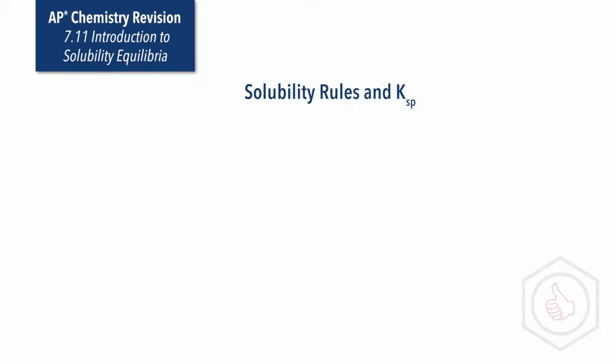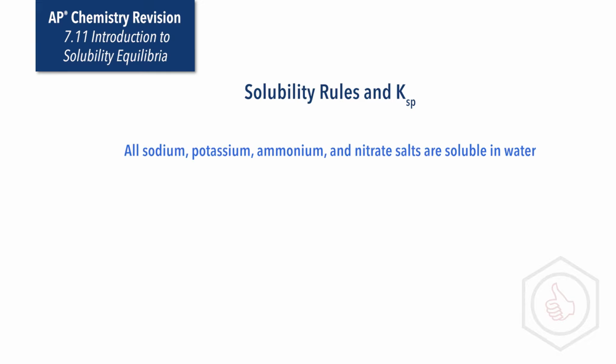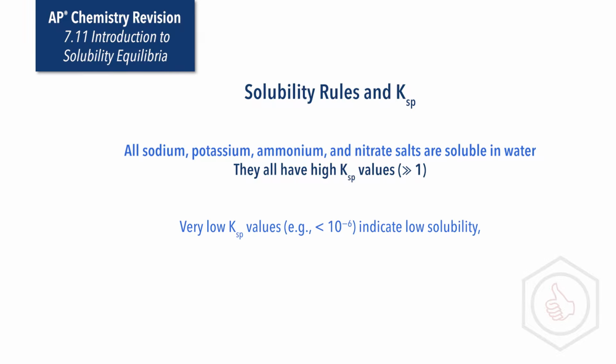Common solubility rules can be explained using KSP values. For example, all salts that contain sodium, potassium, ammonium, and nitrate ions are soluble in water, and these salts correspond to very high KSP values. Equally, salts that have very low KSP values indicate low solubility, so compounds are often called insoluble in practice, even though a tiny bit of that salt will still dissolve in solution. Because it's such a small proportion of dissolved ions compared to solid, we consider them to be insoluble in the everyday world.